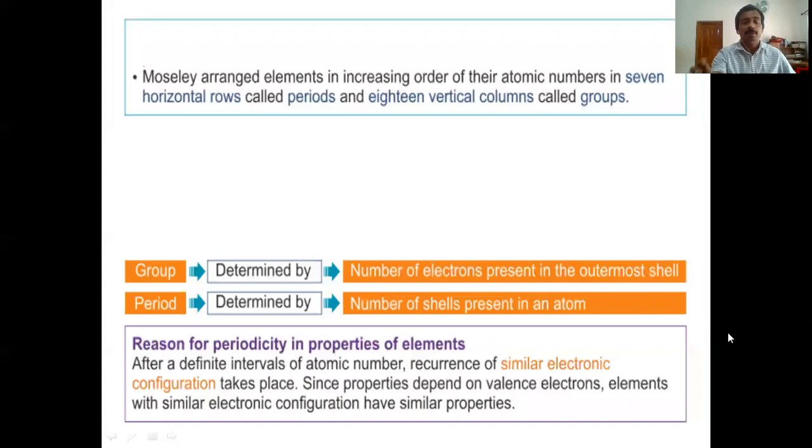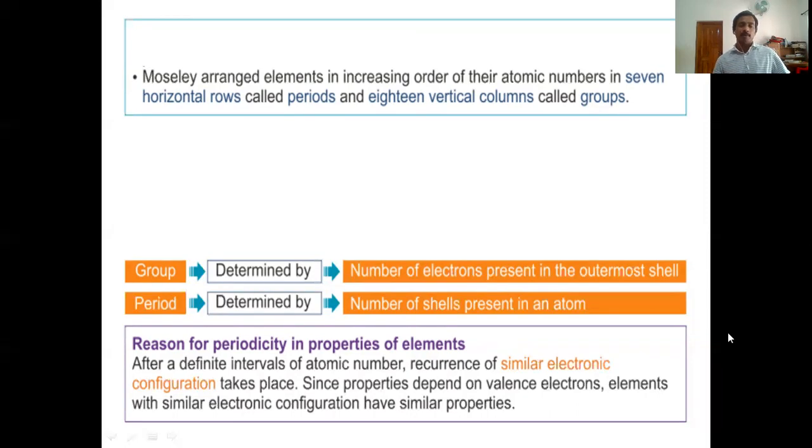Now, in Moseley's periodic table, the elements are arranged in the increasing order of their atomic number in 7 horizontal rows called periods and 18 vertical columns called groups. So in modern periodic table also you can see periods and groups, but there is a difference in the number of groups as compared to Mendeleev's periodic table. In Mendeleev's periodic table, only 8 groups, but here 18 groups. But the number of periods are same, 7 periods are present.